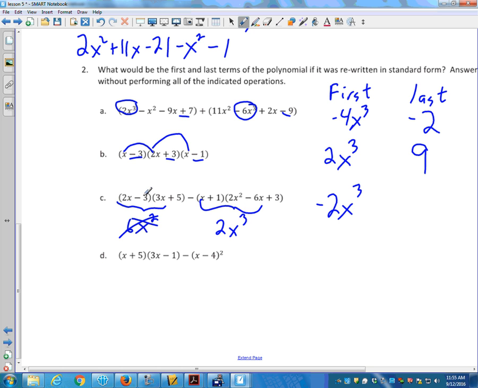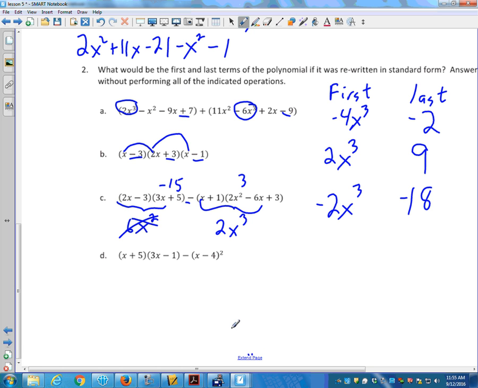And now for the constant, over here I'd have negative 3 times 5, which is a negative 15. Over here my constant would be 1 times 3, which is 3. But again, it's a subtraction problem. And negative 15 minus 3 would be a negative 18. And the last term would be negative 18. Questions? Speak freely.